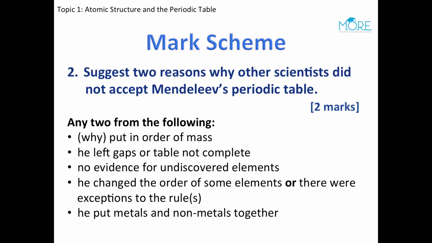Question 2, so any 2 from the following, they were put in order of mass. He left gaps, or you could have said the table was not complete. There was no evidence for undiscovered elements. He changed the order of some elements, or there were exceptions to the rule. And then finally, he put metals and non-metals together.